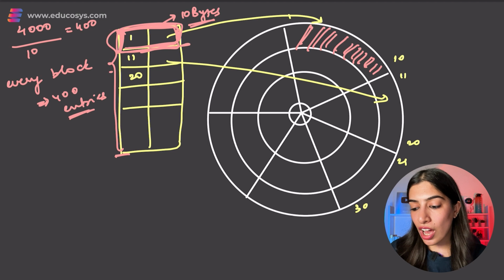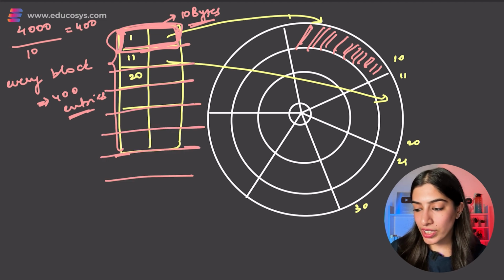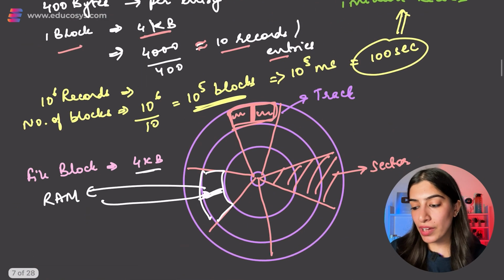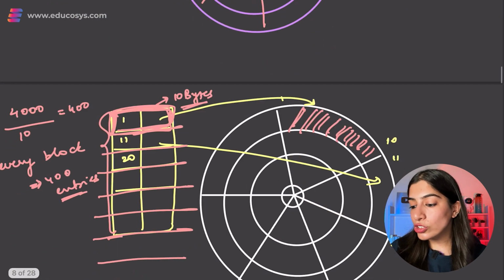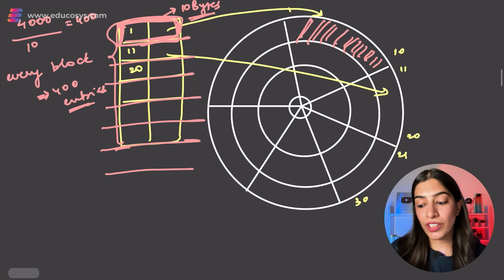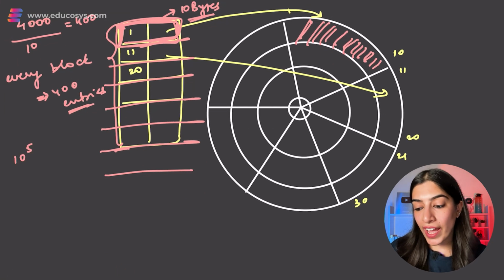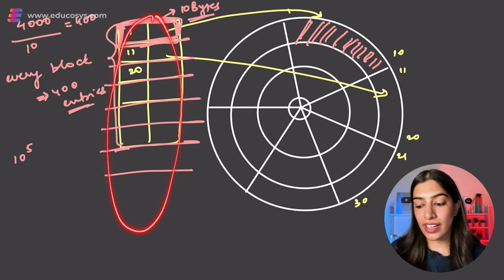So that depends on how many blocks are there. Correct? Because how many do we need? However many blocks were there in the data. And how many blocks were there? 10 power 5 blocks. Correct? So we need the table for what? We need the table for each block. So 10 power 5 entries are there in this particular table.